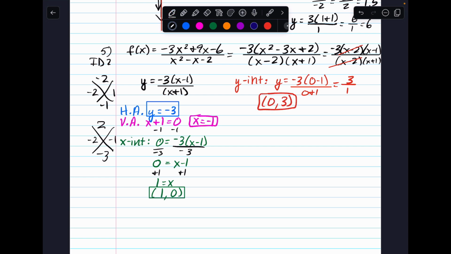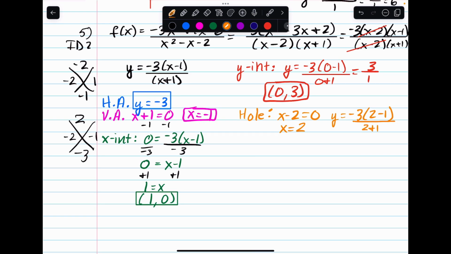And the last thing, ask yourself, did we cancel anything out in one of the beginning steps? In this case, we did. We canceled out x minus 2. And we're going to set that one equal to 0 and then solve for x. X equals 2. Plug it back into the simplified to make your life easier. Y equals negative 3 times 2 minus 1 over 2 plus 1. 2 minus 1 is 1 times negative 3 is negative 3. Negative 3 divided by 3 is going to give you a negative 1. So 2 comma negative 1.